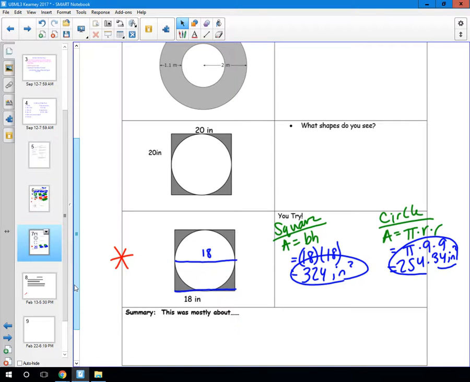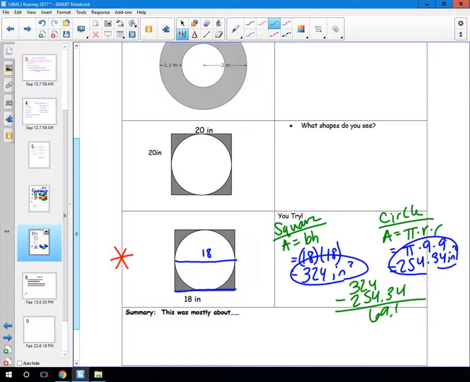Okay, step one, I listed my shapes. Step two, I found the area of them. Step three, I need to decide am I going to add or subtract. So what do you see here? You see a square, and a circle has been cut out of it. So you're going to say the square minus the circle, which will give me a squircle. So I'm going to subtract, and I get 69.66 inches squared. Okay? So just to recap, guys, list the shapes and their formulas. Step two, find the area of each shape. And step three, decide whether you're going to add or subtract.